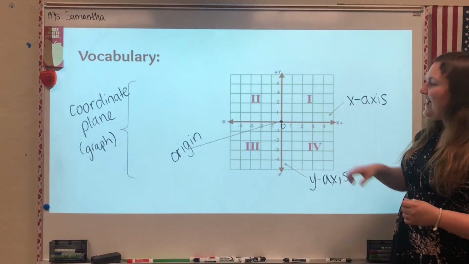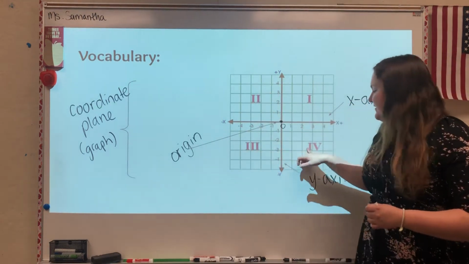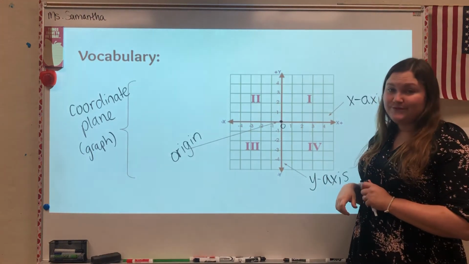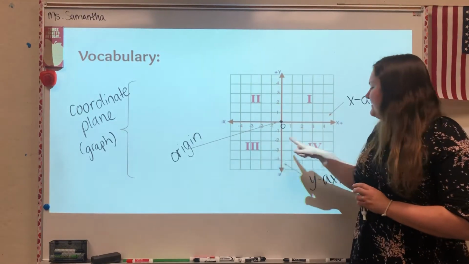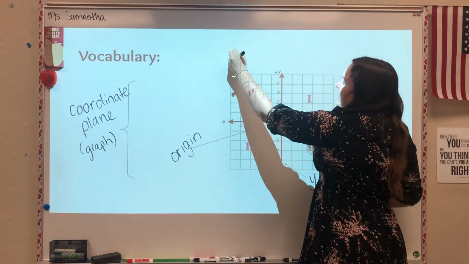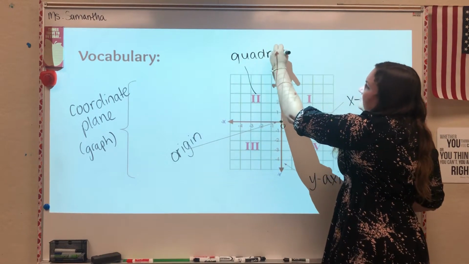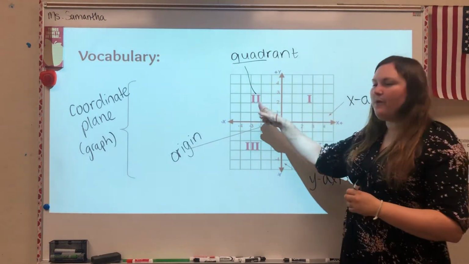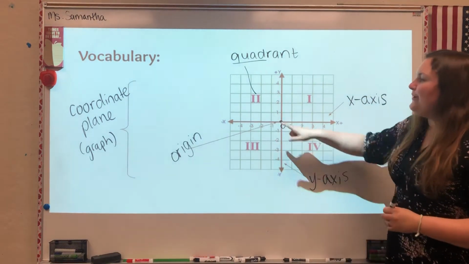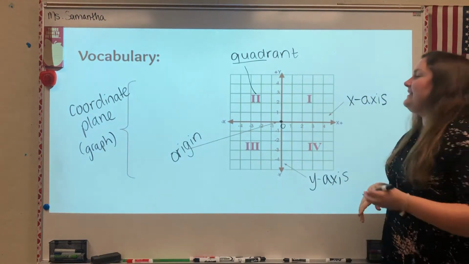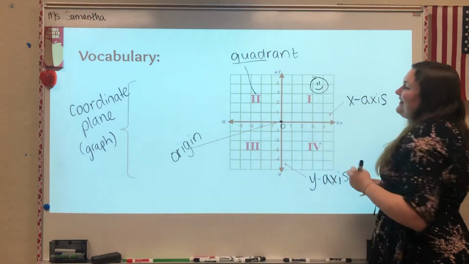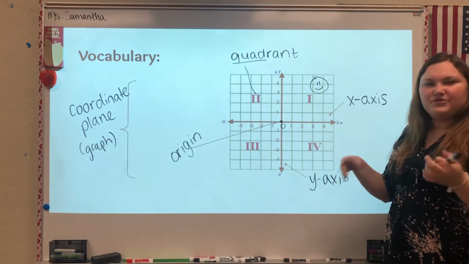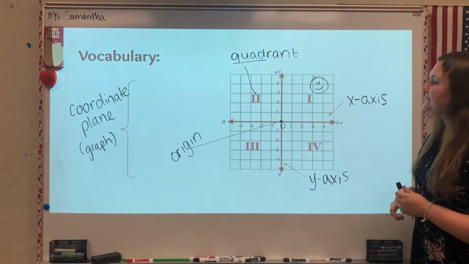The last word we've got is the name of these four areas. So notice here in purple we've got 4 different parts of our graph labeled with Roman numerals. Each of these 4 parts we call a quadrant. Quadrant because quad means 4, and there are 4 areas of our coordinate plane. We use quadrants to help describe where something is. So if I've got this smiley face over here, I could say that smiley face is in quadrant 1. It just helps you be more specific when you're saying where something is.